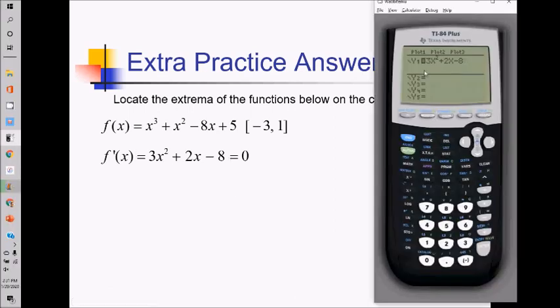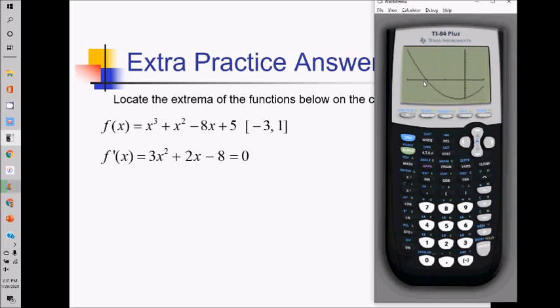So there we are. I've got it in my y1. And for my window, I'm going to go between -3 and 1. Then let me do a zoom 0, zoom fit, and we'll see what the x-intercepts are. So we've got one x-intercept right here.